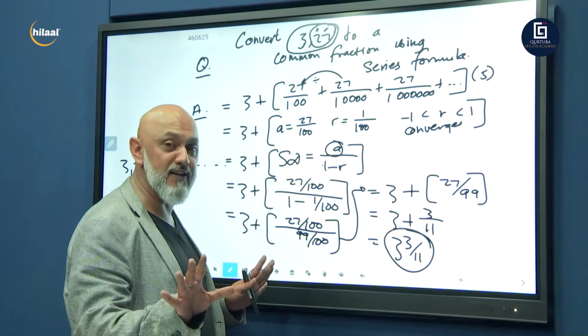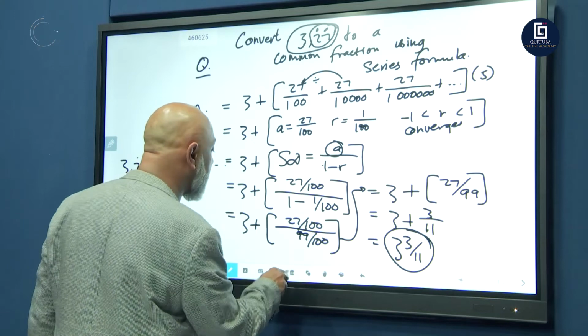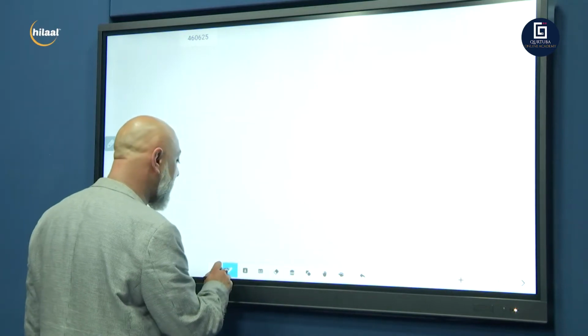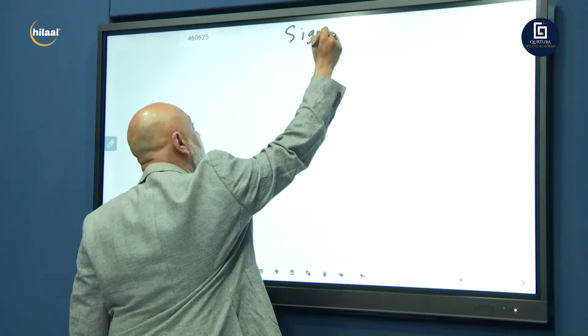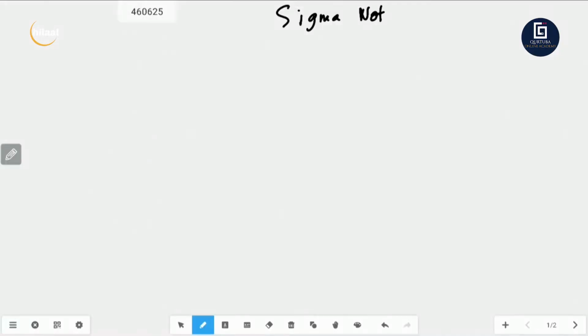So we're done with infinity now. We're now going into sigma notation, and let's put the heading there, sigma notation. Now the word sigma means sum. So you're summing a series.